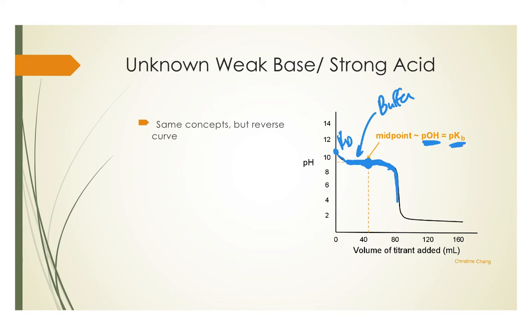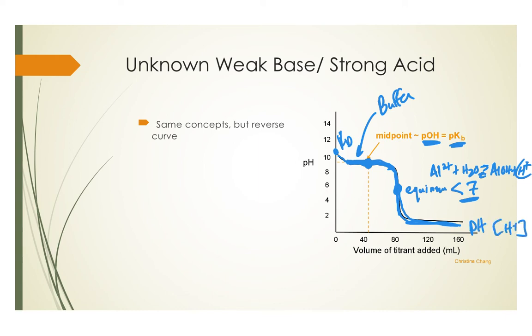We then end up with a steep portion of the curve, and we'll note that halfway down that curve, the equivalence point occurs, and the equivalence point is going to be less than 7. Because we're dealing with a salt situation where we have a cation, like maybe aluminum 3+, that will react with water to form aluminum hydroxide and H+ ions. And so you'll end up with a pH that's a little bit less than 7. And then, of course, at the end, you have excess acid. And so, again, at this point, the pH just becomes the concentration of the excess acid that's involved.